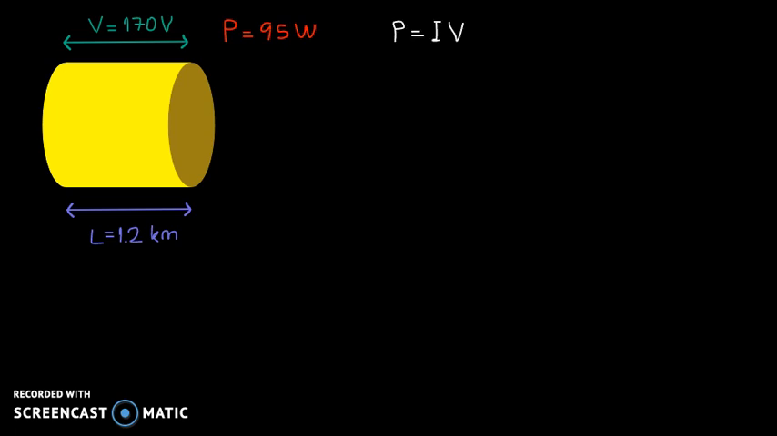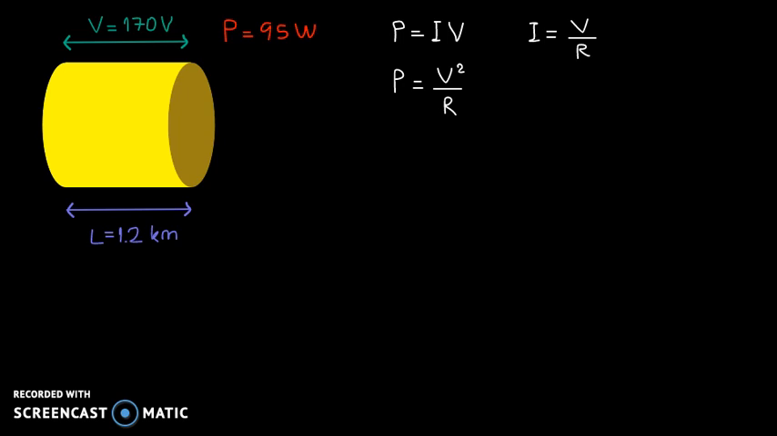Here's the general formula for power. So this works for any circuit element. But for a copper cable, because it acts like a resistor, we can combine it with Ohm's law to express power in terms of V and R. From Ohm's law, we have current equals voltage divided by resistance, I equals V divided by R. Let's combine the two equations to eliminate I. We get power equals V squared divided by R.